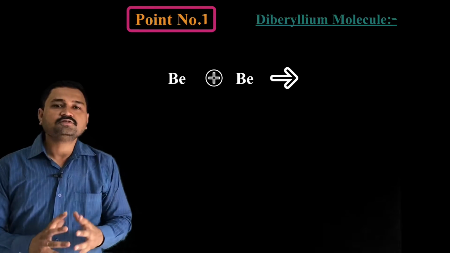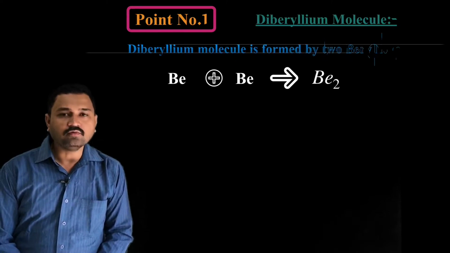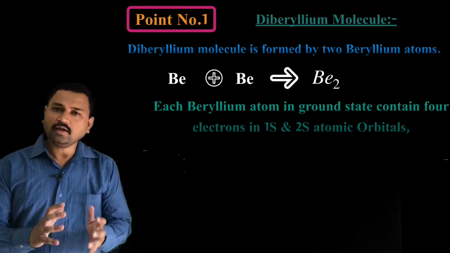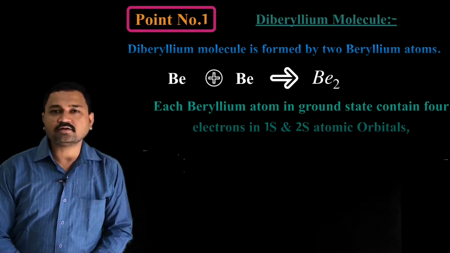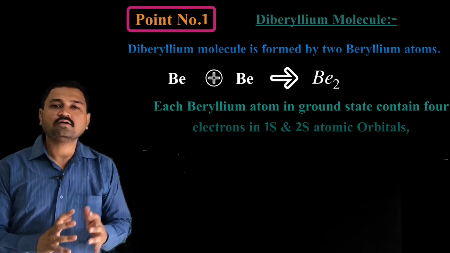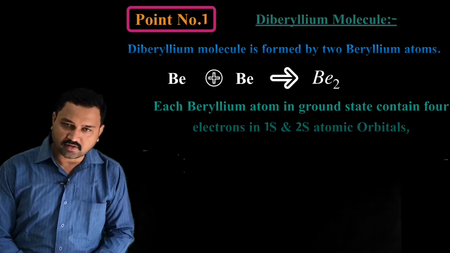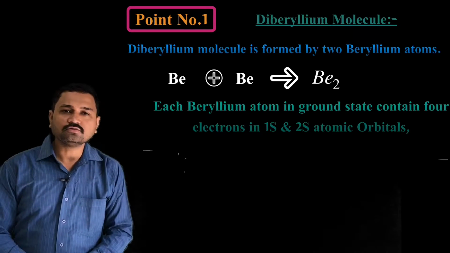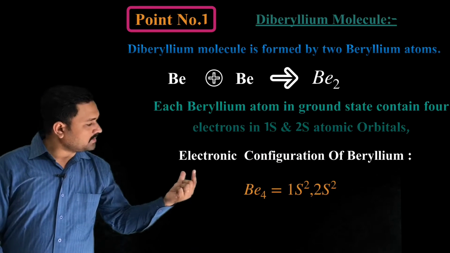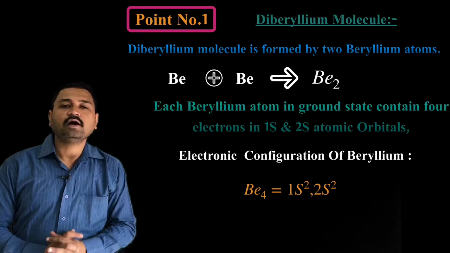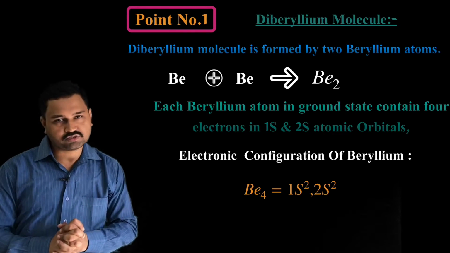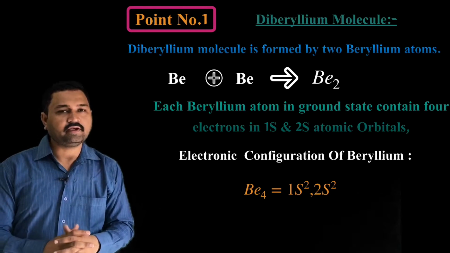We know that generally the beryllium molecule is formed by 2 beryllium atoms, and each beryllium atom in the ground state has 4 electrons in its 1s and 2s atomic orbitals. I have shown the electronic configuration of the beryllium atom here. We know that beryllium has atomic number 4 and its electronic configuration will be 1s2 2s2. So this is our point number one.